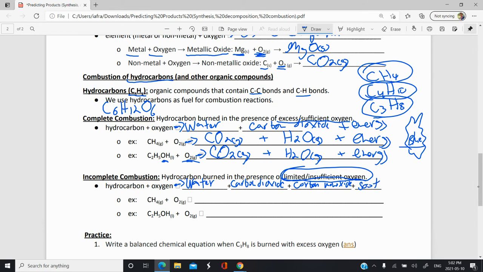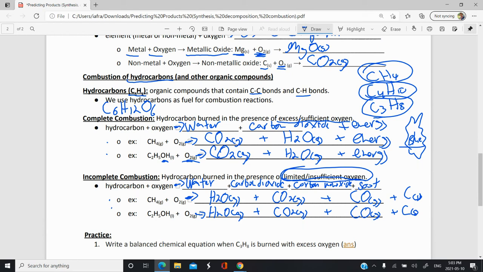Notice how I just took the same equations from here and here, and I brought them here. We're going to apply them as incomplete combustions. So we'll get our H2O gas, our CO2 gas, our carbon monoxide gas, and our soot, which is solid. Same idea here, so it's still H2O gas plus CO2 gas plus CO gas, carbon monoxide, the silent killer, plus soot, solid.